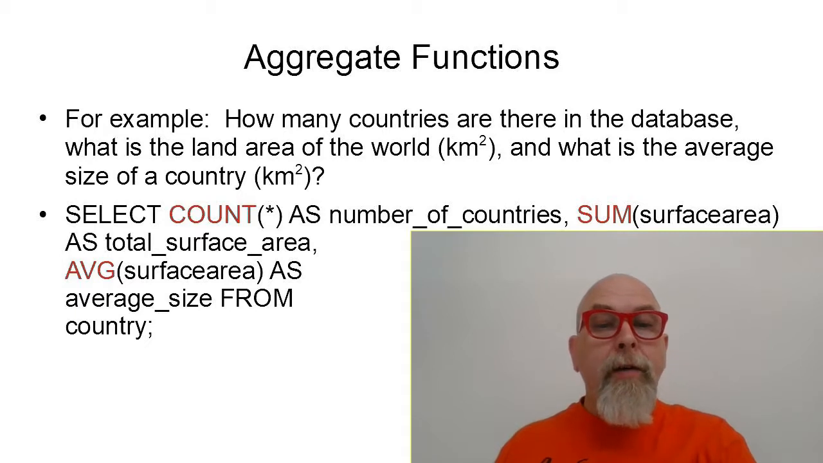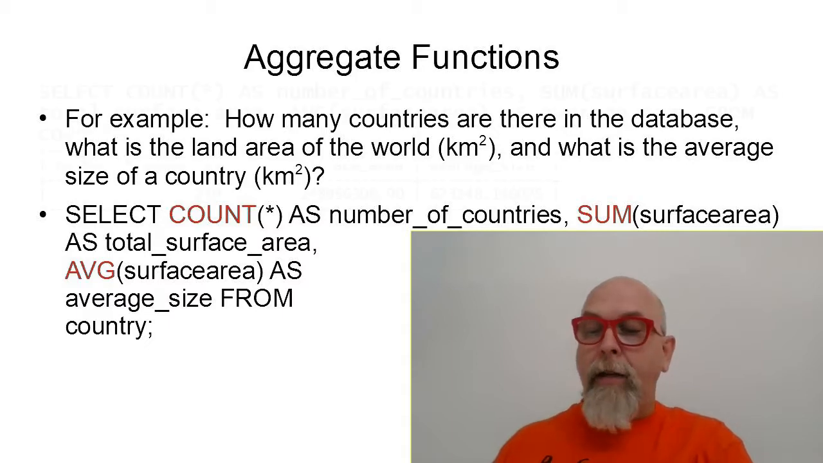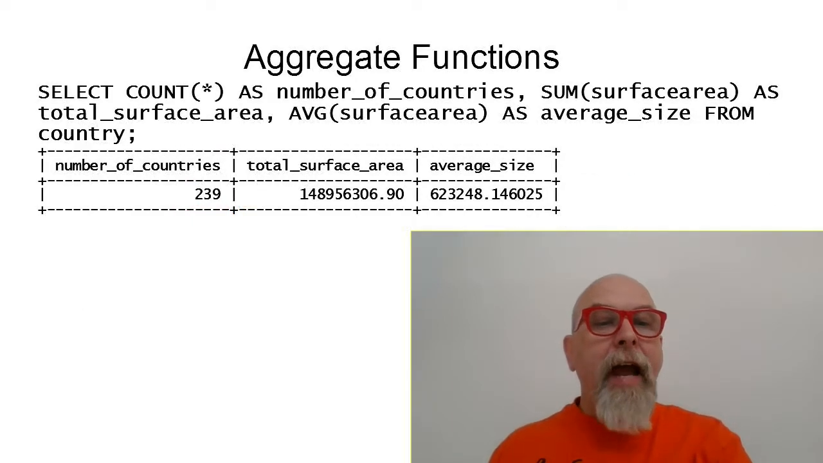Sum surface area would return the summation of all the surface areas of all the countries as total surface area, and AVG surface area as average size will return the average surface area. So we're going to get one row with three numbers: number of countries, total surface area, and average surface area. Let's see what that looks like. Here you can see the aggregate functions at work as it returned 239 rows as one row with three values.